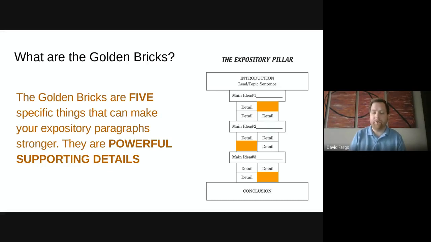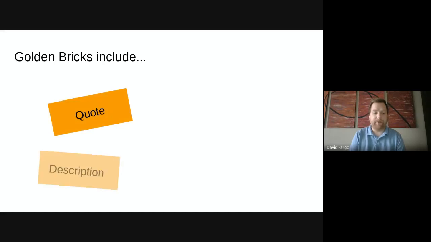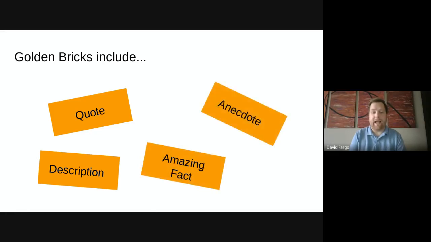You can add details to a paragraph, but you generally want to make sure that every paragraph has at least one golden brick. So that's a powerful supporting detail. And I'll show you some examples of what I mean by that. So golden bricks can include things like quotes. They can include descriptions. They can include amazing facts, and they can include anecdotes.